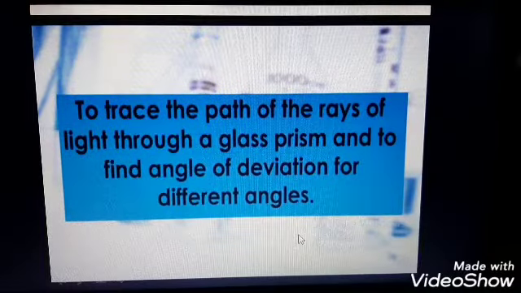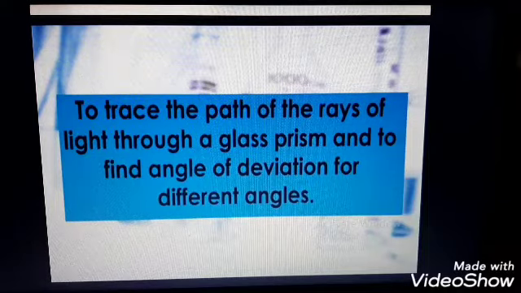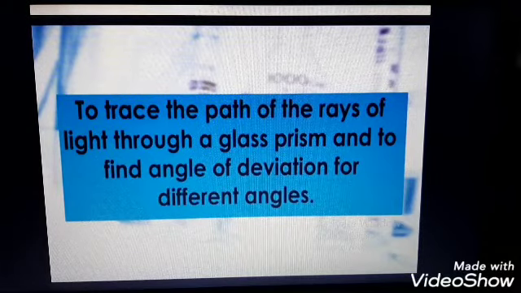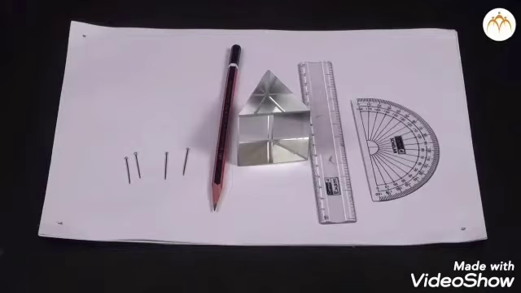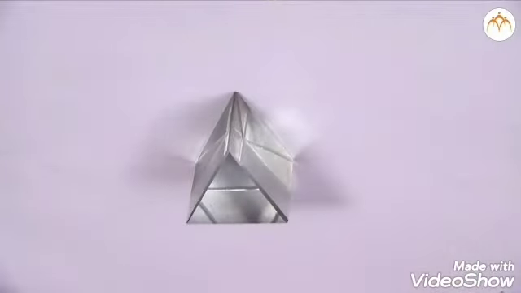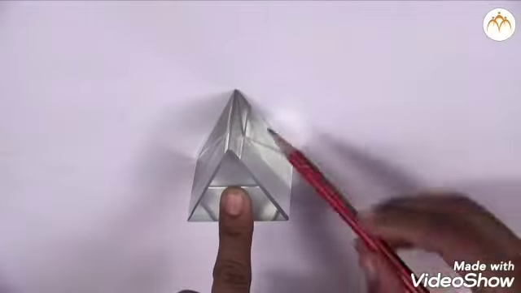Okay, now we are going to study how to trace the path of rays of light through a glass prism. How the light rays travel through a glass prism. Now through a video we are going to discuss that, and find the angle of deviation for different angles. Need a prism, drawing board, sheet of white paper, paper pins and drawing pins. Fix the sheet of white paper on the drawing board with the help of drawing pins. Then we place the prism along its triangular base on the middle of the paper.